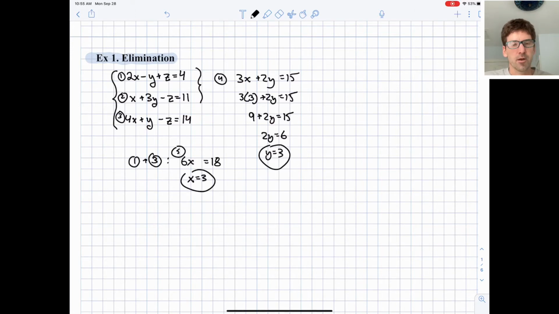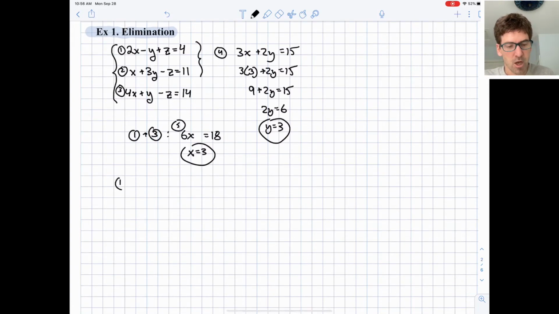Okay, so we've gotten through a lot of the problem already. We know that x is equal to 3 and y is equal to 3. We just need to solve for z. So we can pick any equation with a z in it. Let's be strategic and pick one that's maybe a little bit easier, although these all look pretty comparably easy. I'm going to choose equation 1. Okay, so equation 1, we can plug in x as 3 and y as 3. 2 times 3 minus 3 plus z equals 4.